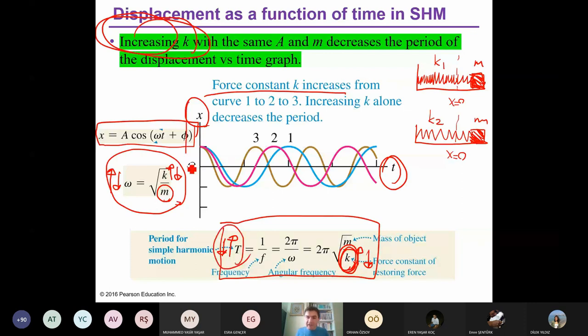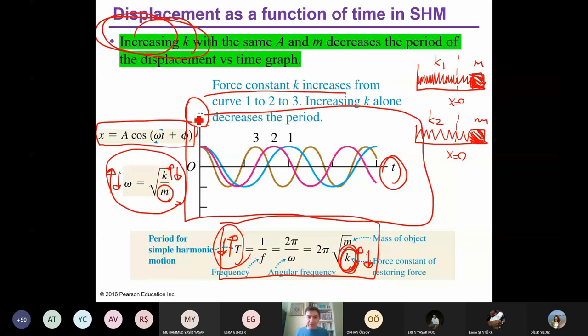If you increase the K, what do you see here? At the beginning, we have the blue curve and the period is this one. This is the period T. And in the case of the purple curve, if you increase the K, then the period will decrease.